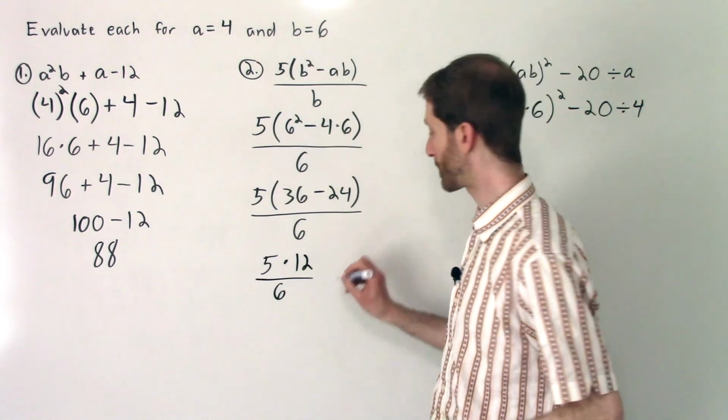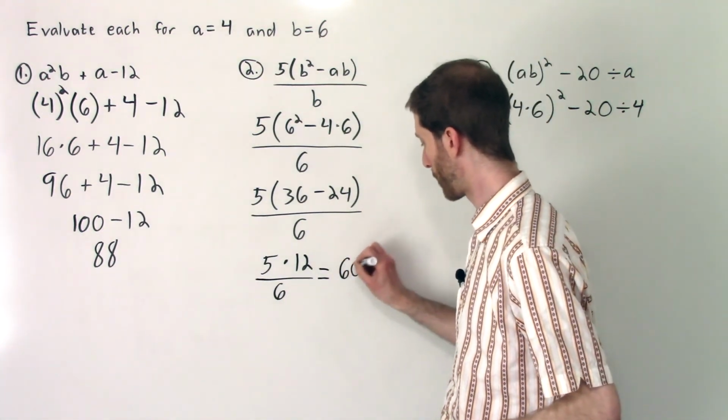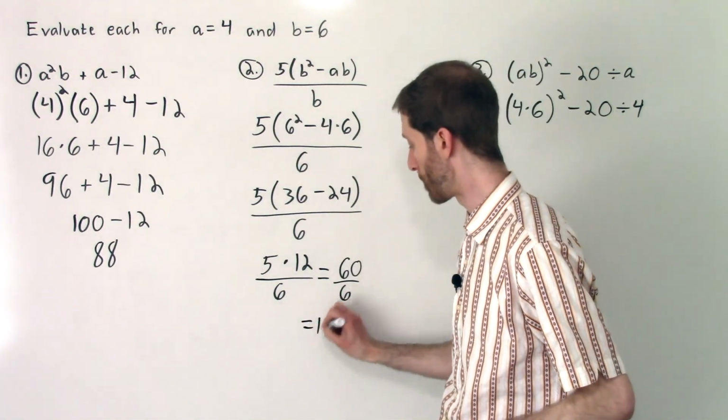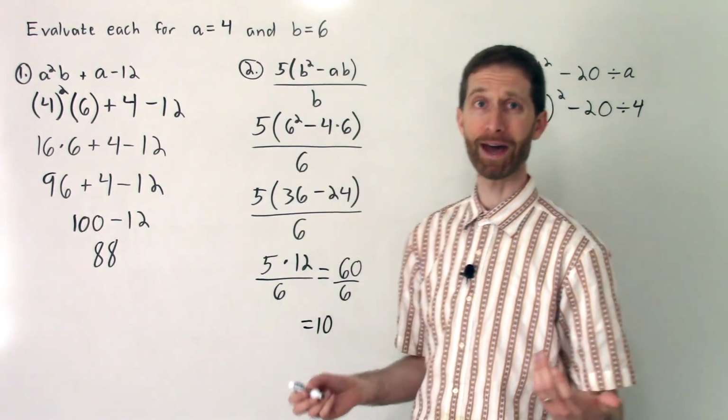5 times 12 is 60 over 6, and 60 divided by 6 is 10. Beautiful. It's not bad, right?